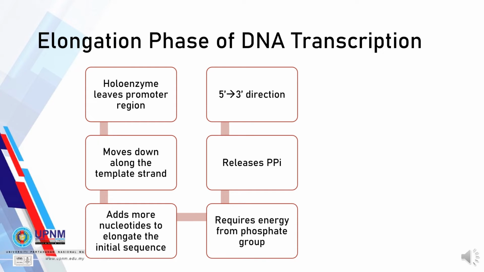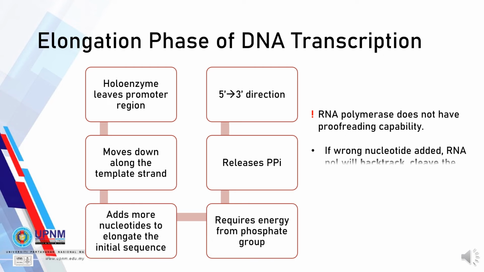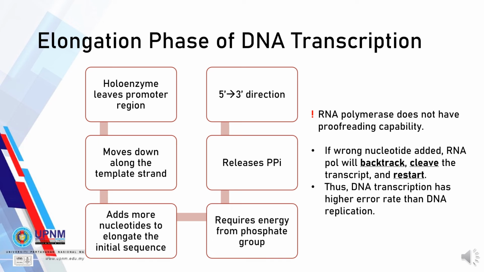Unlike DNA polymerase III of the replication process, RNA polymerase holoenzyme does not possess proofreading activity. If a wrong nucleotide is added, the holoenzyme will backtrack, cleave the transcript, and restart the whole process again. Therefore, DNA transcription has a higher error rate than DNA replication.